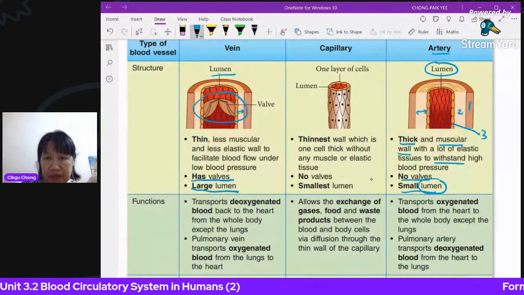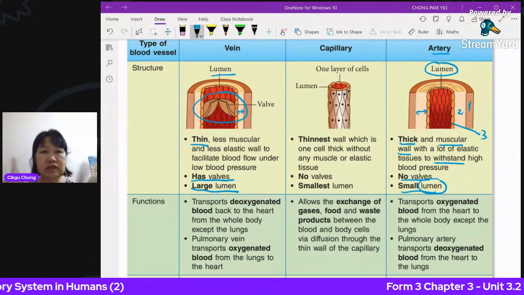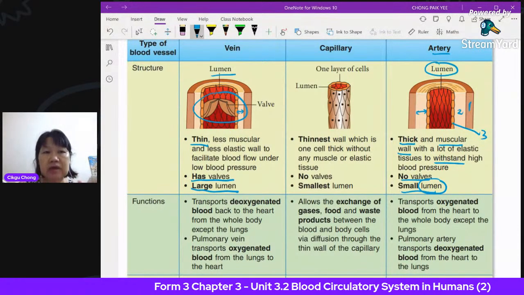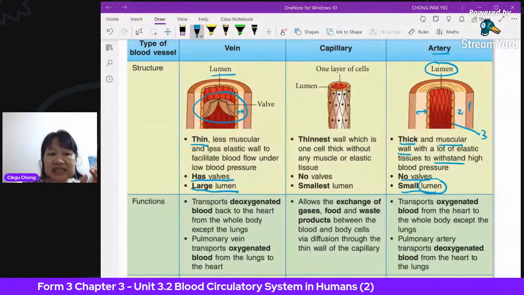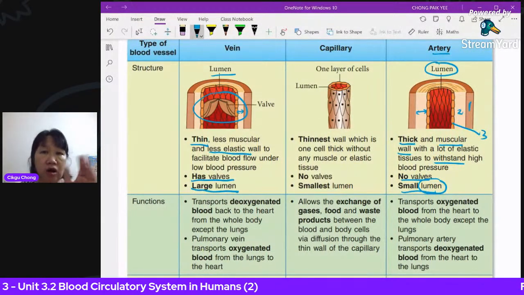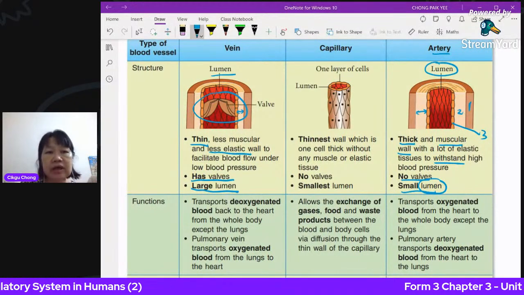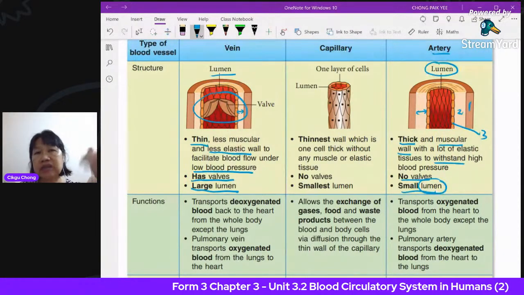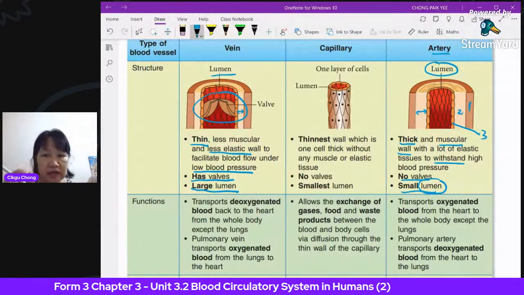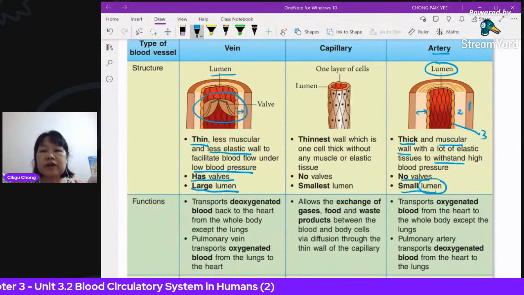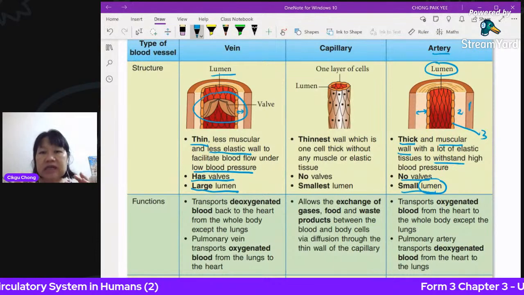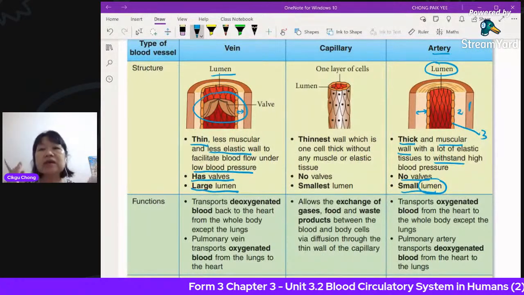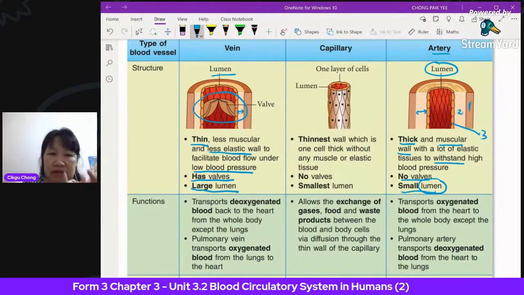So for vein, the difference here is it is thin, compared. Now we look at it together, we can compare the difference. Vein is thin muscle, less muscular, and less elastic. The elasticity is not so strong, right? Because the muscle is thinner. And the blood flow there is low blood pressure. The blood coming back to the heart is actually low pressure. But for artery, it's thick, it's elastic. The thickness is there, very muscular, actually to stand the high pressure from the blood. Vein has valves, artery has no valves. And vein has a large lumen, artery has a small lumen.